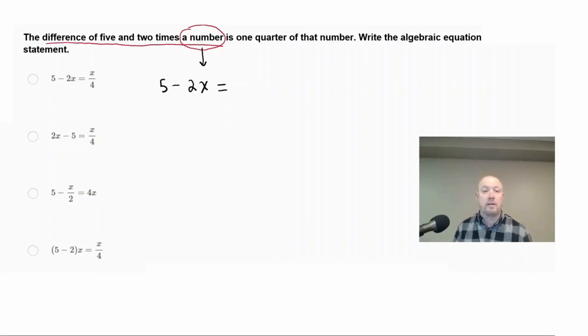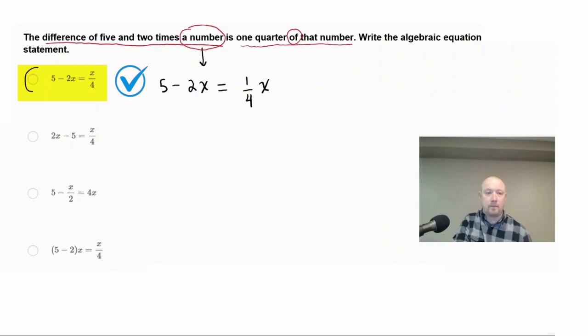So the difference of 5 and 2 times a number is, and then 1/4 of that number. So now the key word here is of, and of represents multiplication when we convert it into an expression. So 1/4 is 1/4. So we have 1/4 of that number, so multiplied by, and then our unknown is x. So that means it would be our top choice here.